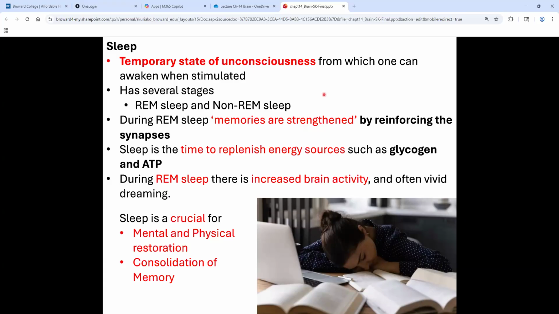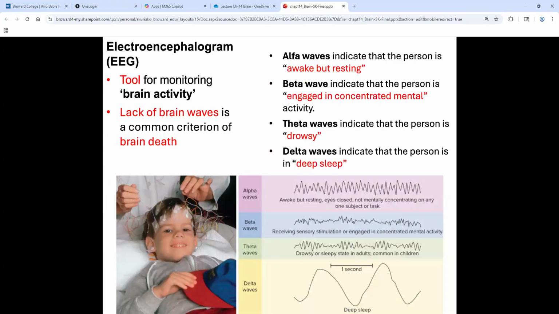And also sleep is important because that's the time when you get some rest and your reserves are replenished: glycogen, ATP, all those things. And during REM sleep, there's increased brain activity, and that's when you dream a lot. So sleep is crucial for mental and physical health, and also for consolidation of your memory. What is EEG, electroencephalogram?